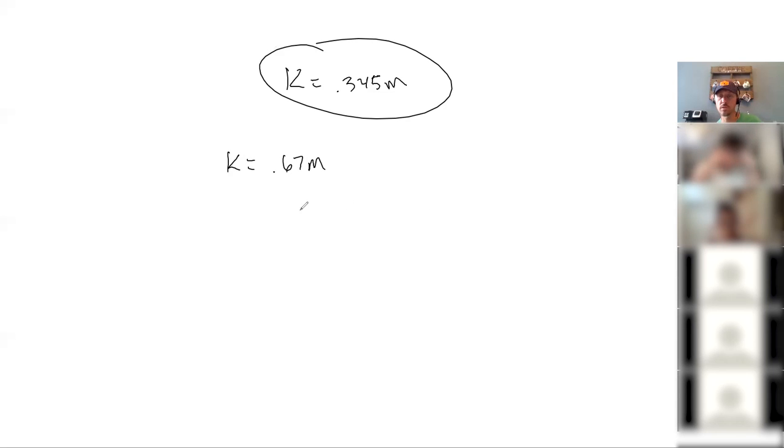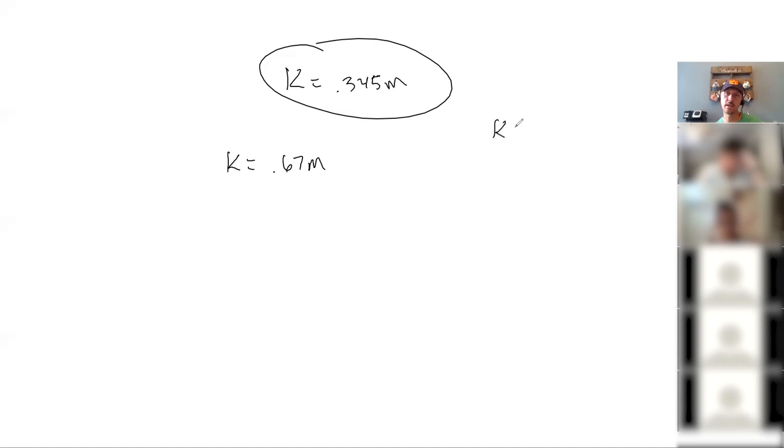So K is too big or too small? Too small. It's too small? Oh, wait, no, too big. It's too big, right? 0.67 is bigger than 0.35. So it's too big, so it needs to get smaller in order to reach chemical equilibrium.